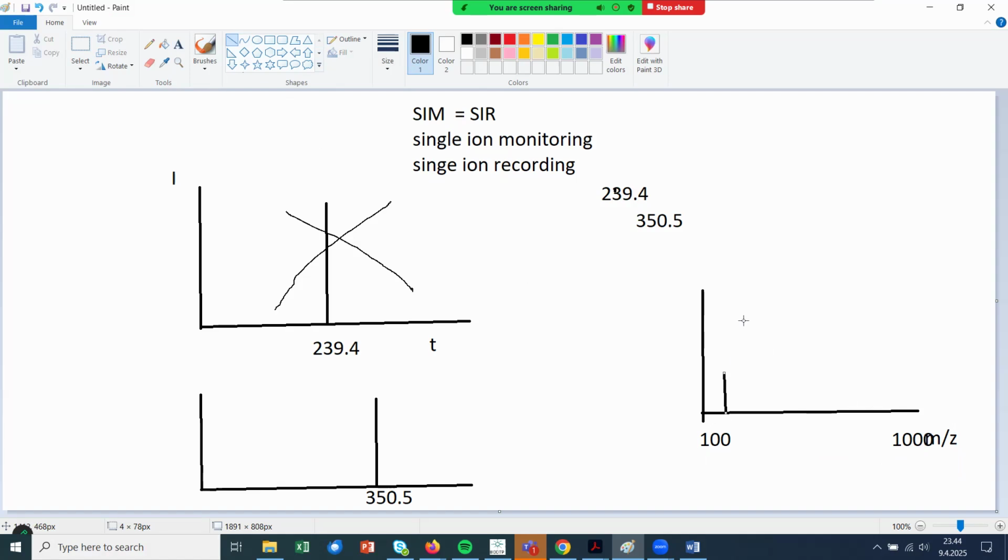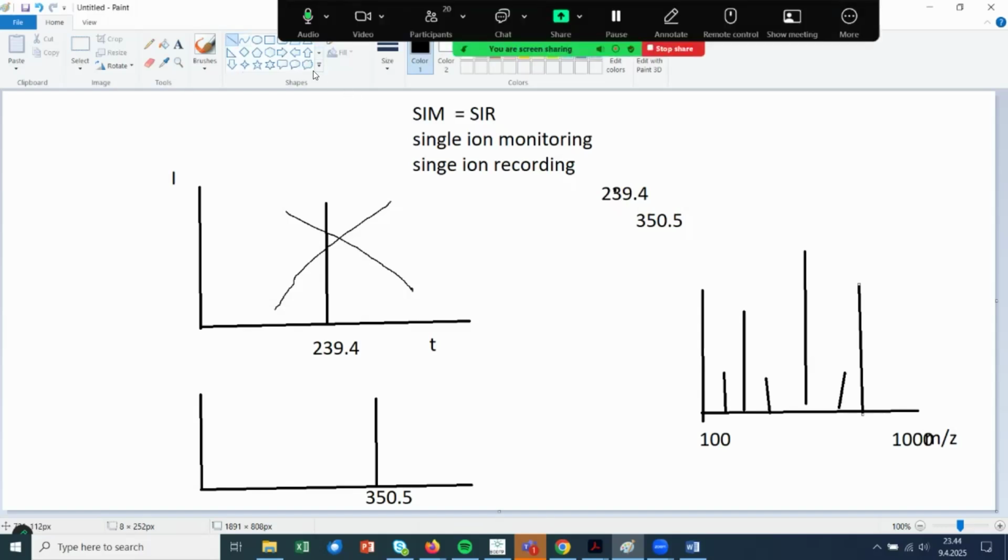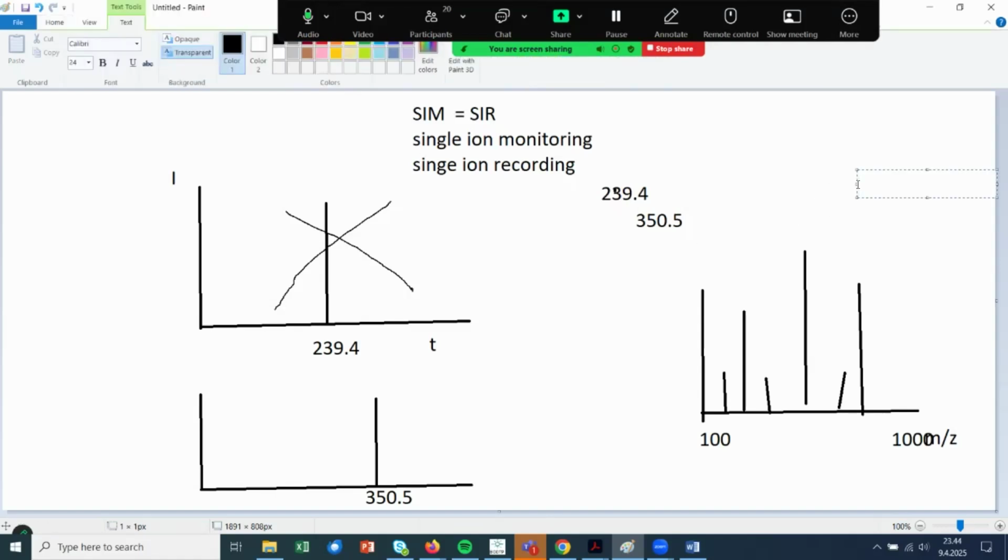Let's say big here, big there, big here, so on. Lots of peaks. And this is what we call scanning. When we take a closer look, first at the quadrupole, we will understand more about what's going on. So this is scan mode.